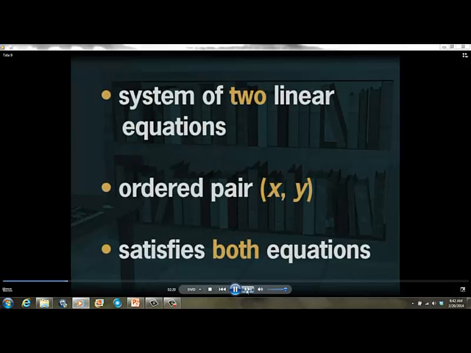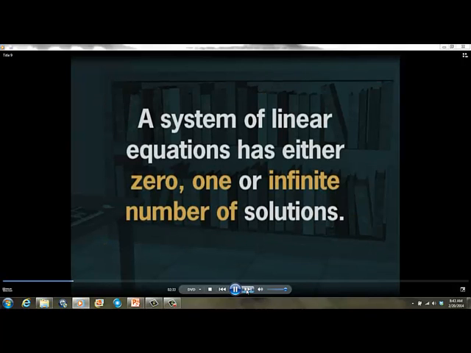Remember that when we are solving a system of two linear equations, our goal is to find all ordered pairs (x, y) that are solutions to both equations. Each system will have either 0, 1, or an infinite number of solutions. That's because two lines can have either 0, 1, or an infinite number of points in common.